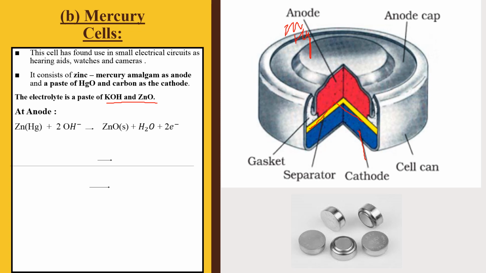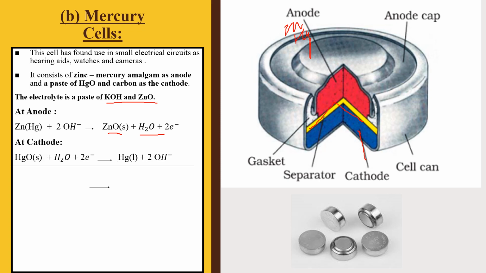So the reaction at anode is zinc amalgam plus 2 OH negative ions gives... zinc will get oxidized. After taking an oxygen from OH, the zinc will get oxidized because at anode oxidation takes place. So zinc will get oxidized to ZnO after taking one oxygen from the OH negative ion, and the remaining atoms are 2 hydrogen and 1 oxygen atom. So it will form a water molecule. So ZnO plus water molecule plus 2 electrons, which are lost in the process.